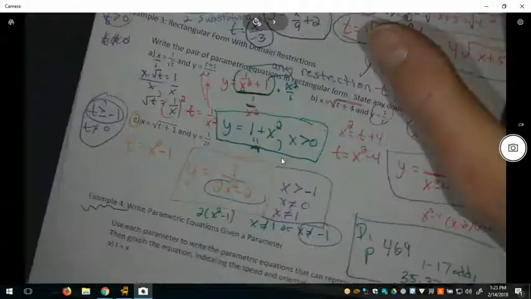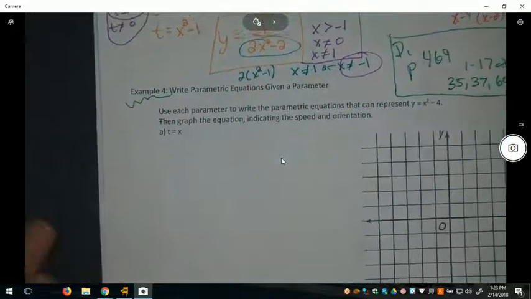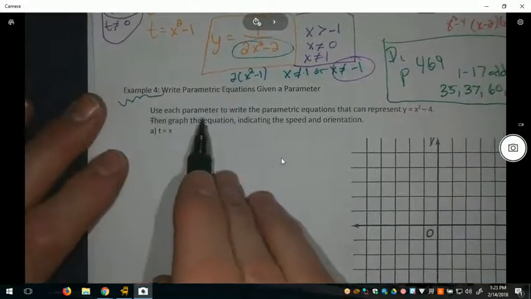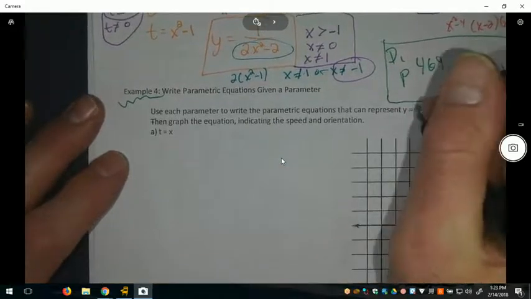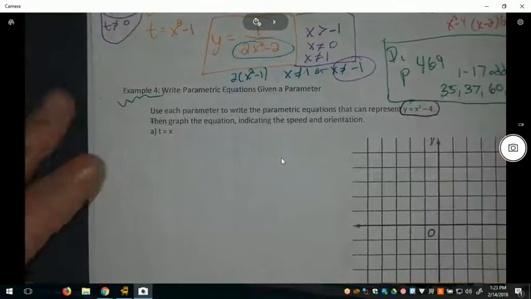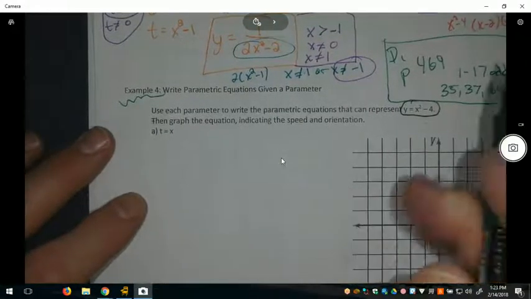Today we're looking at doing the reverse, starting with rectangular, trying to build a parametric given a relationship between time and x. Our first one is probably the most basic that we could do. Using each parameter to write the parametric equation that can represent y equals x squared minus 4. Then graph the equation indicating the speed and orientation.